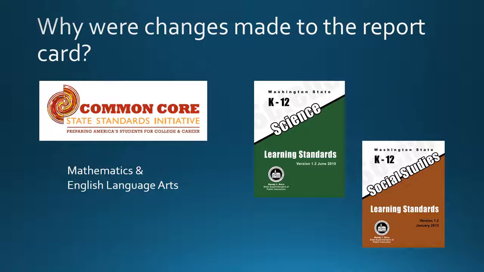Why were these changes made to the report card? A couple of reasons. First is our state has adopted new standards. We have adopted the Common Core state standards in mathematics and English language arts. Therefore, our curriculum has changed. So, with a change in the standards and a change in the curriculums, naturally our report card needed to be revised as well. Our learning standards in science and social studies are still our Washington state standards, so you'll see very little change in those.